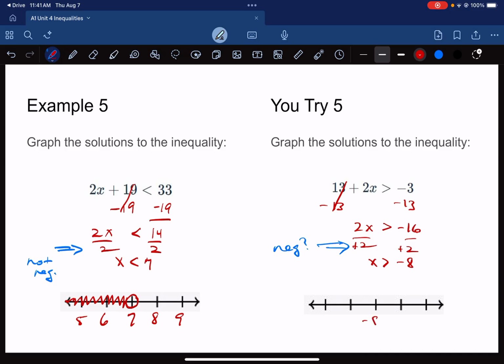So negative 8 is going to go in the middle. This is less negative, more negative, more negative. Open circle, it says x is greater, so that's to the right. Okay?